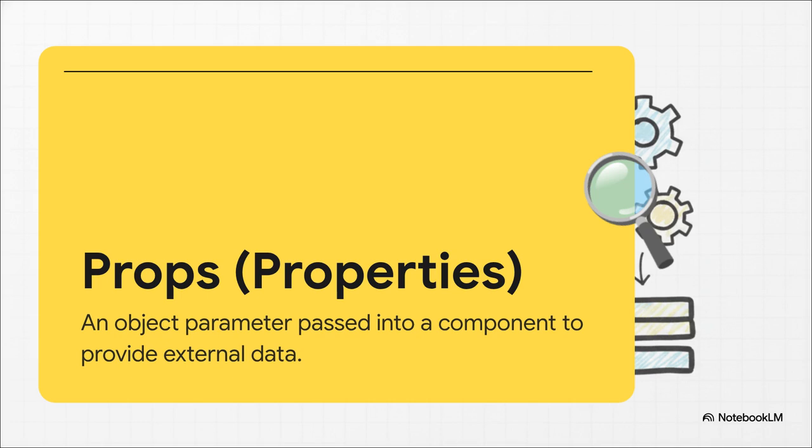Let's say you build a reusable chat message component. You can pass a unique message string and a sender string down into it as props. So one component renders hello from user, while the exact same blueprint renders hi from robot right next to it. Props are essentially how data flows downwards to bring your UI to life.